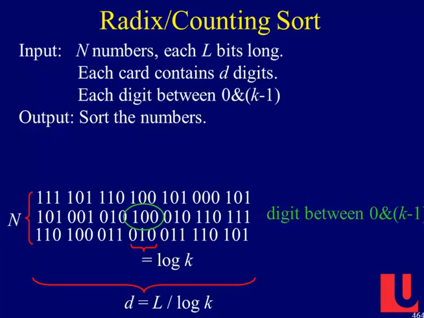So how many different values can it have? Well, there are 2 to the log k different values. There are k different values. This block is a number between 0 and k minus 1. Does that make sense? For example, if I have 3 bits, 2 to the 3 is 8, and the biggest number is 7. My smallest number is 0. So they're between 0 and k minus 1. In this case, they're between 0 and 7. Does that make sense? Am I losing you?